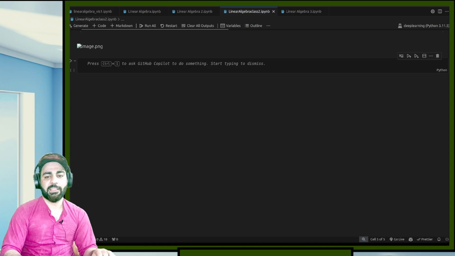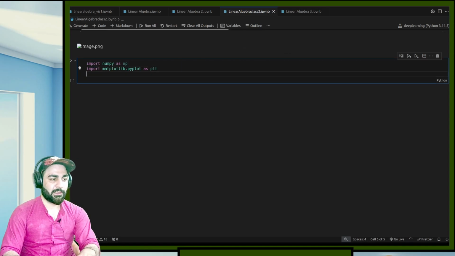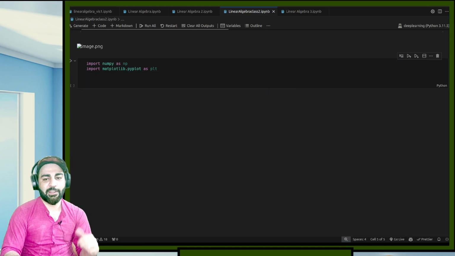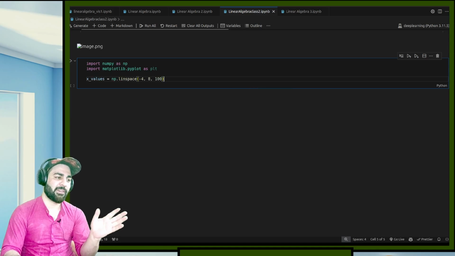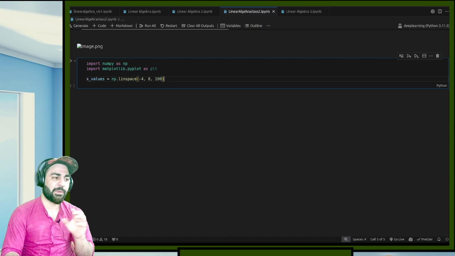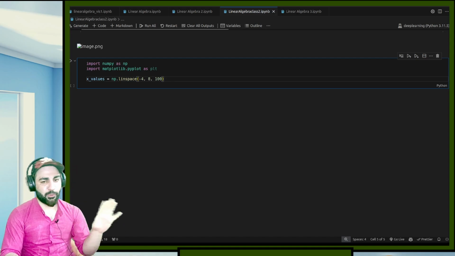So I think the first thing is, I'll have the standard imports: import numpy and matplotlib. Okay, and then the first thing is, I'll create some x values, because I'll have to create two lines. So this is my x value. I am saying x values equals np.linspace, give me values from -4 to 8 and give me 100 such values.